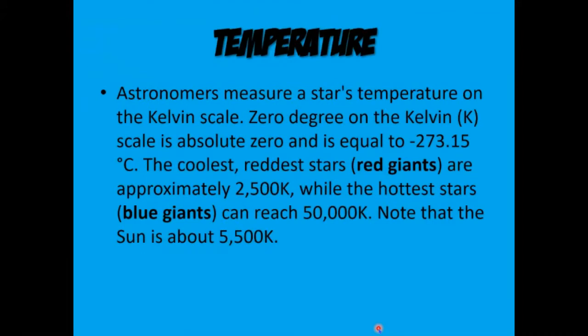So, in terms of temperature, astronomers measure a star's temperature using the Kelvin scale, no? 0 Kelvin is absolute zero, and it is equal to negative 273.15 degrees Celsius. The coolest or reddest stars, which are the red giants, are approximately 2,500 Kelvin, while the hottest stars, which are the blue giants, can reach 50,000 Kelvin. Note that the sun is about 5,500 Kelvin only.